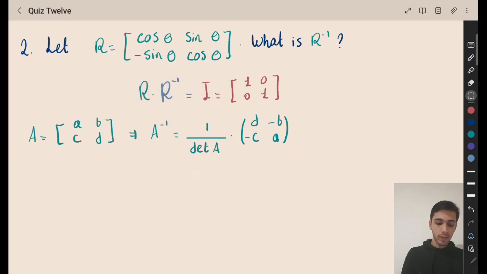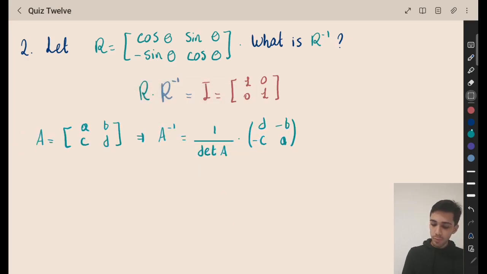So as a general fact, if you have a 2 times 2 matrix, and this is special to 2 times 2 matrices, you can find the inverse simply by flipping A and D and switching the signs for B and C, if this is A, B, C, and D. But don't forget to divide by the determinant of your matrix.